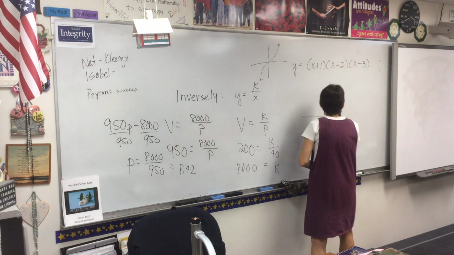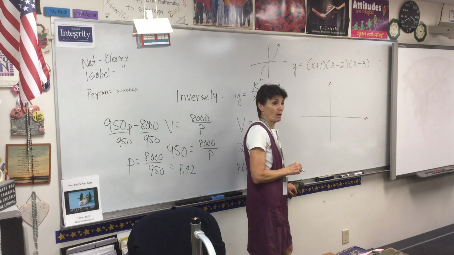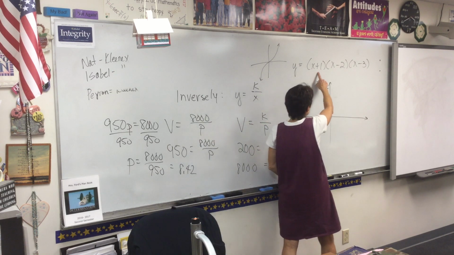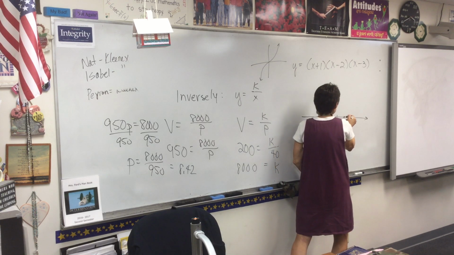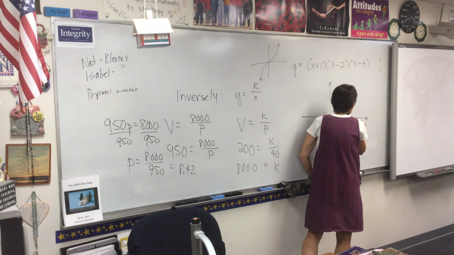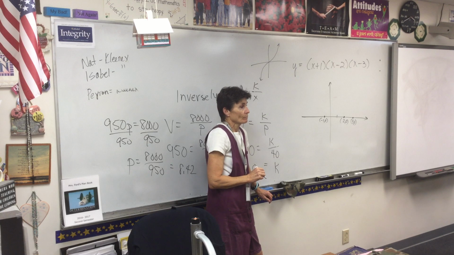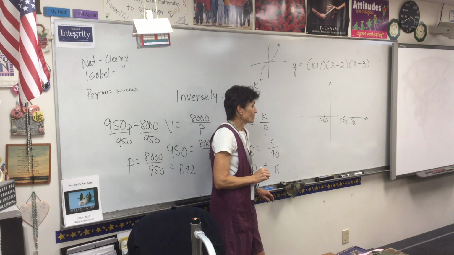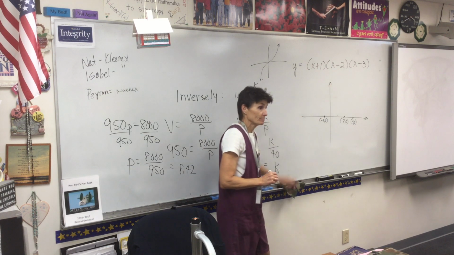So, first thing I'm going to do is plot my x-intercepts. They're called the zeros. And the zeros are going to be, like you said, Jalen, at -1, +2, and +3. Those are the x-intercepts, or the zeros, and they come straight from the factors.